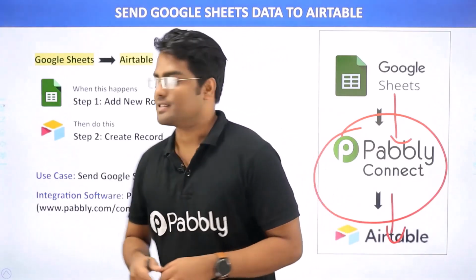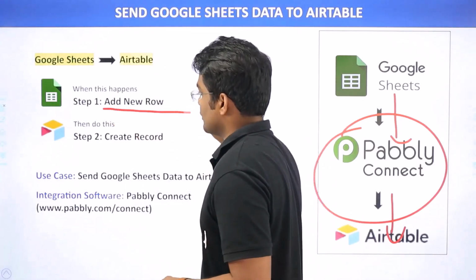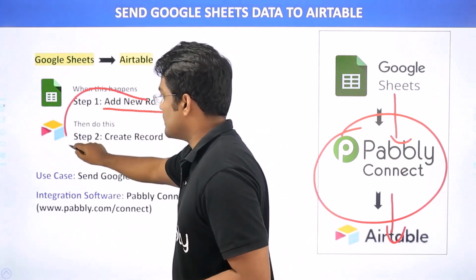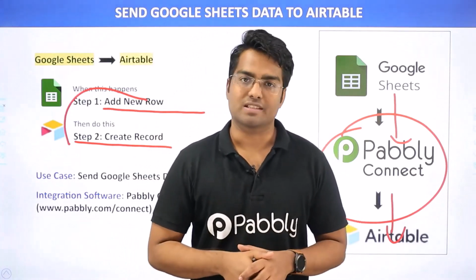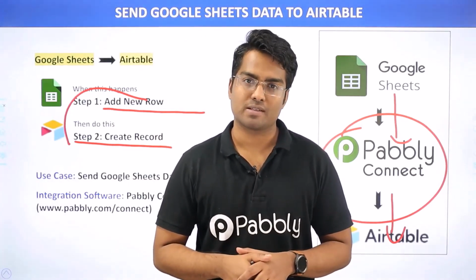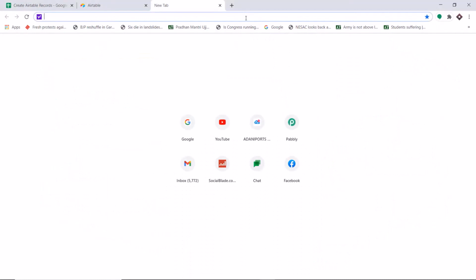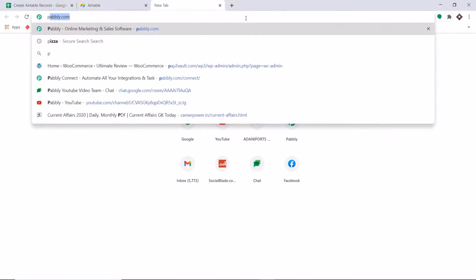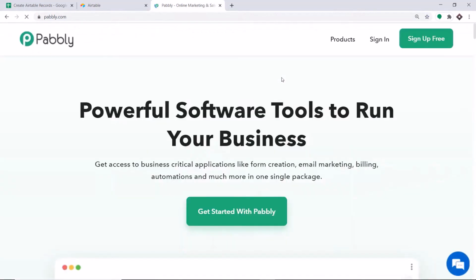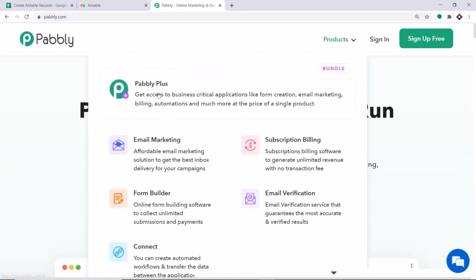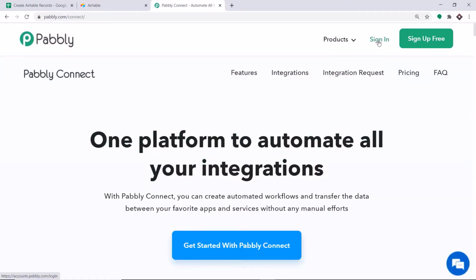So what Pabbly Connect does is, when a new row is created in Google Sheet, it will send this data to Airtable to create a record. Now this integration can be done in a few easy steps. Let me just show you on my screen. Okay, so to begin the process, first type pabbly.com in your browser. Press enter. Okay, so this is the website of pabbly.com. Here hover on products, and at the bottom you will find the option called connect. Click on connect and then just click on sign in.